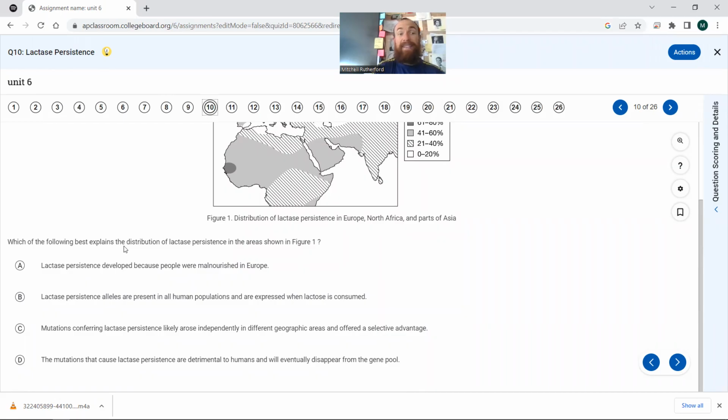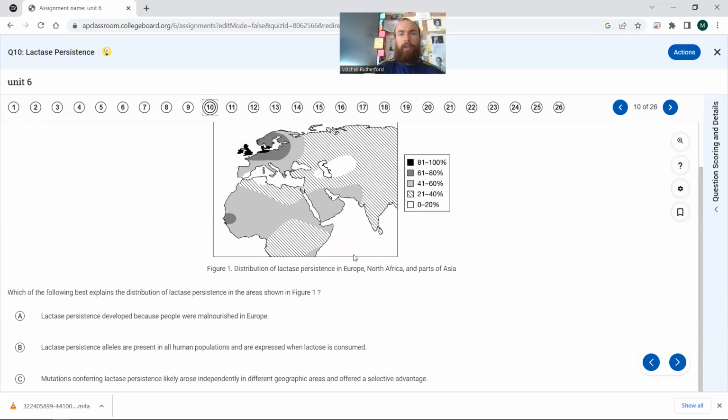Which of the following best explains the distribution of lactase persistence? Best explains. So I'm looking at this going, distribution of lactase persistence. Well, where is it common? Is it the black parts? Where is it not common? The white parts. So it's very common up here.